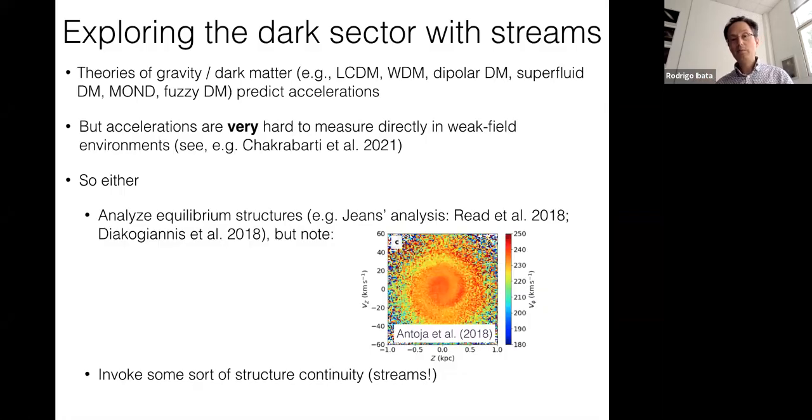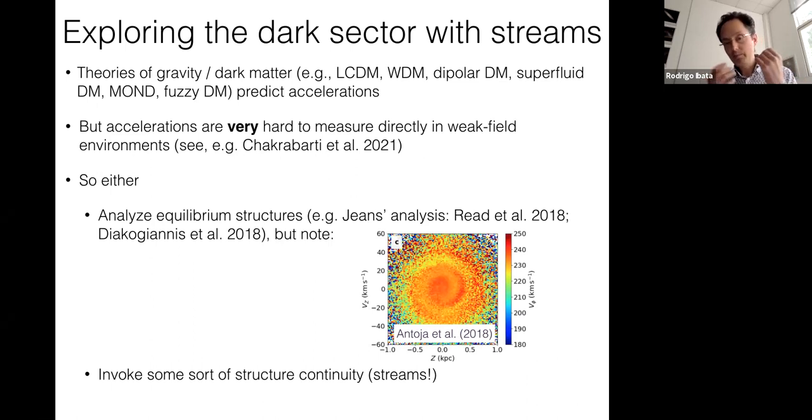Essentially, what we'd like to do is to see whether the observations that we have are consistent with the standard picture, or whether the alternatives for dark matter and gravity can also work. Of course, all of these theories predict accelerations. But generally, we can't go and measure the accelerations in the outer parts of the galaxies in the halo, simply because the differences in velocity over time are very, very small.